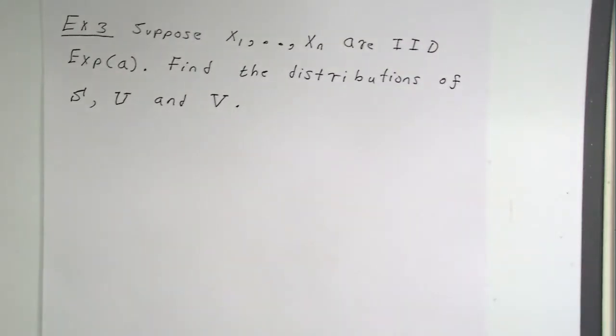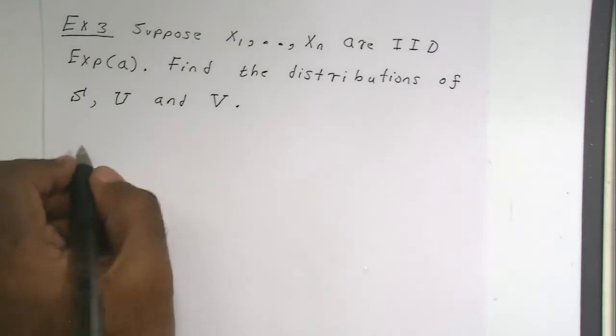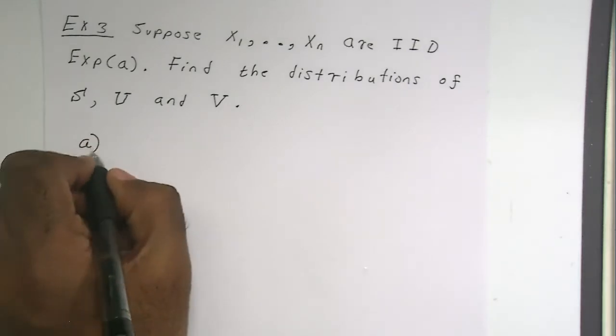So in this example, the losses are IID exponential with parameter a, and you want to find the distributions of S, U, and V. They're the same. Okay, so let's start with S.